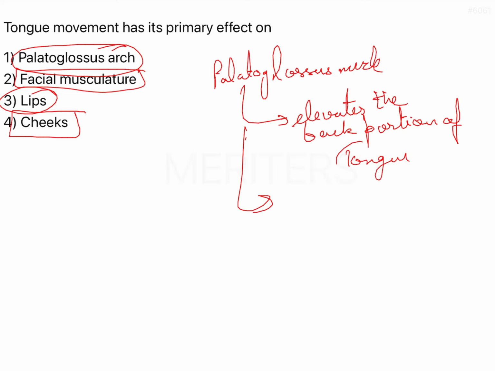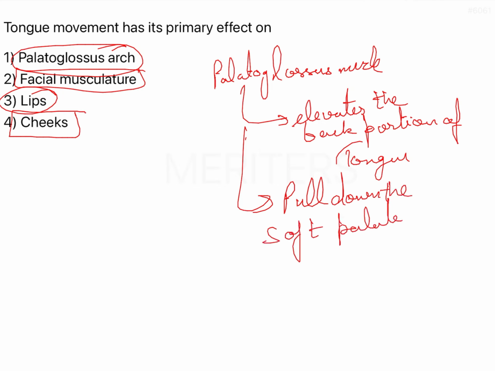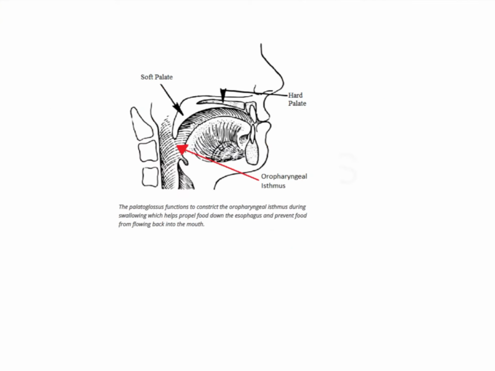Another action is it will be pulling down the soft palate towards the tongue. So basically two actions will be happening. Now if you see here, you will be able to understand that this is going to be your soft palate and this is going to be called your palatoglossal arch.